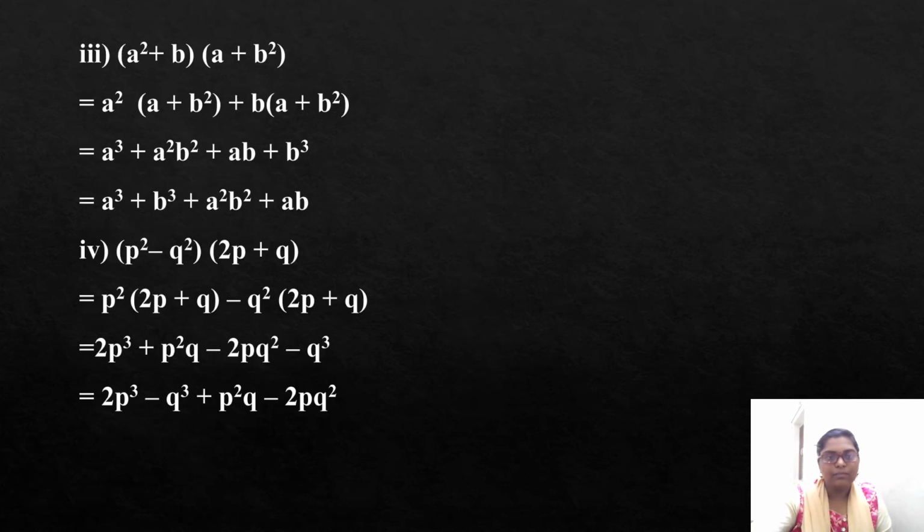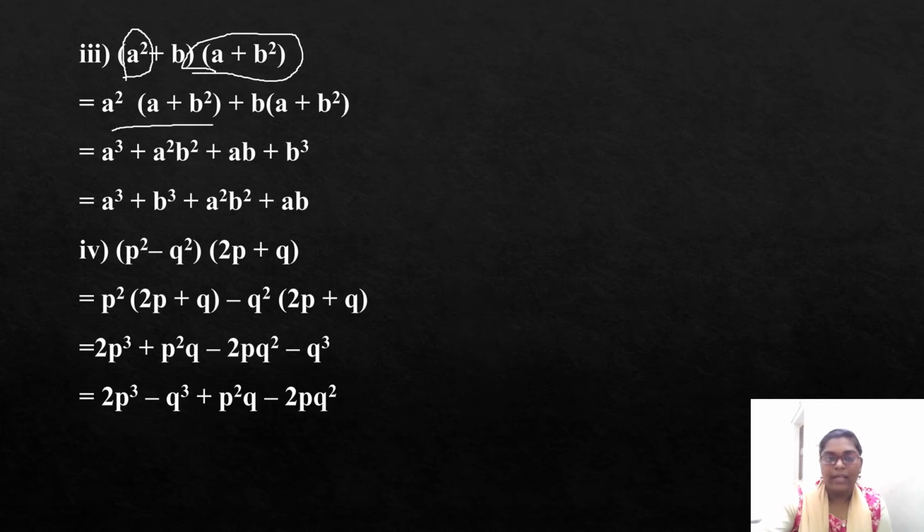So next, third. The problem is the same, but here you don't have numbers. Simply you are having A, B, P, Q, those variables. So now listen. First, take this term A square and multiply with this full term A plus B square.